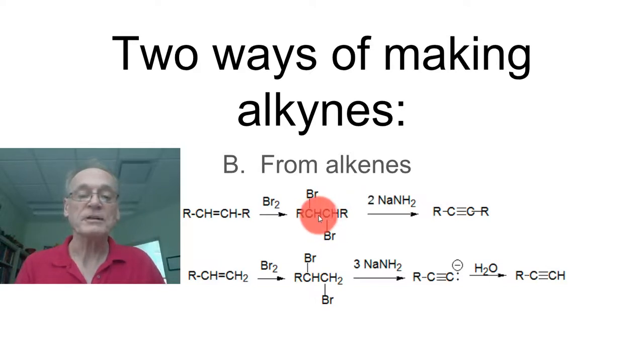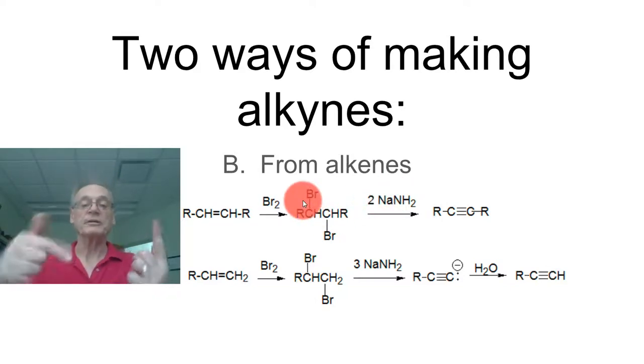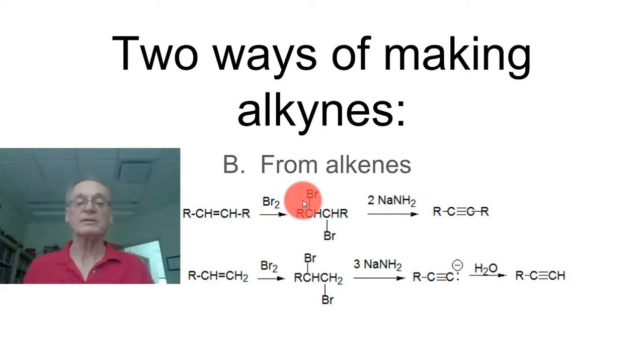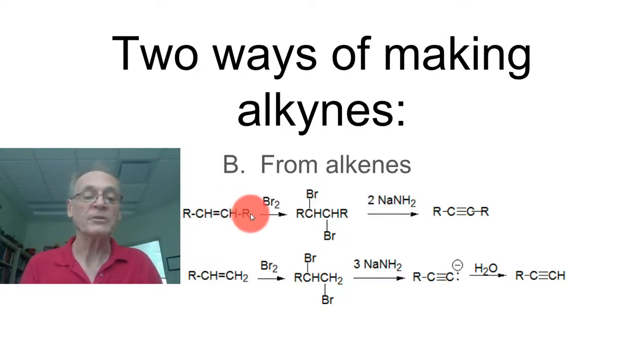And so that's what it does. It pulls off a hydrogen and kicks out the bromine next door. And then another equivalent comes in and takes off the other hydrogen and kicks off the other bromine next door. And so we ultimately go bink, bink, and make a single bond into a triple bond by adding two equivalents of sodium amide. But that only works if the chain continues on both ends of the double bond.